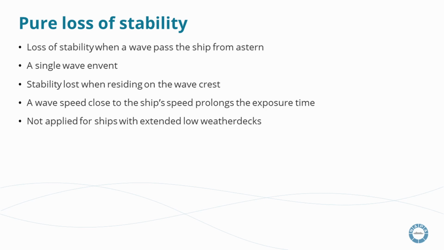Pure loss of stability is for when a ship loses stability when it is passed by a wave from astern. This is a single wave event, and the stability is lost when the ship resides on the wave crest. The closer the ship's speed is to the wave speed, the longer the ship will reside on the wave and be exposed to the reduced stability. This failure mode, as for the dead ship condition, is also not applied to ships with an extended low weather deck.